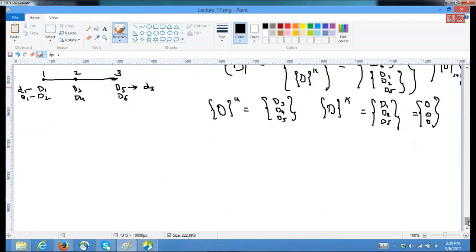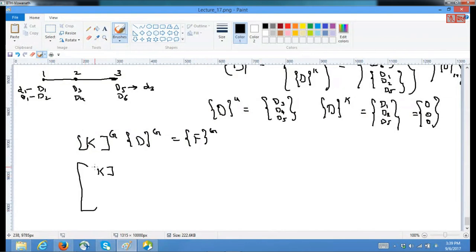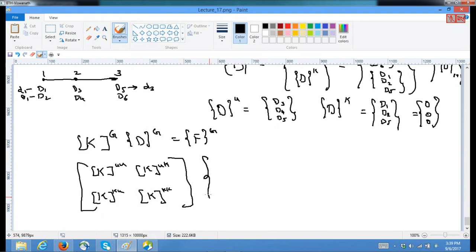So now I can break my kg, dg as k uu, k uk, k ku and k kk, multiplying D unknowns, D knowns, and correspondingly this would be F for U and F for the K.